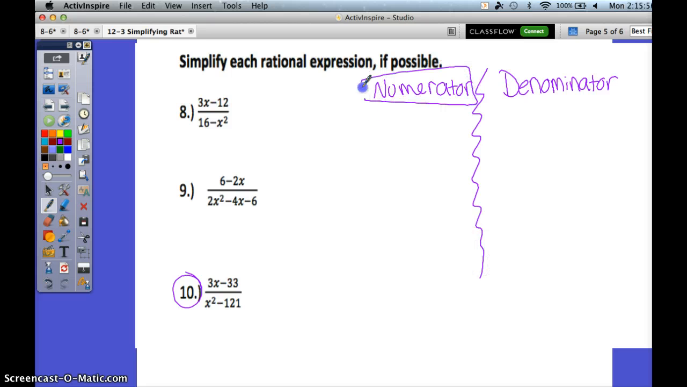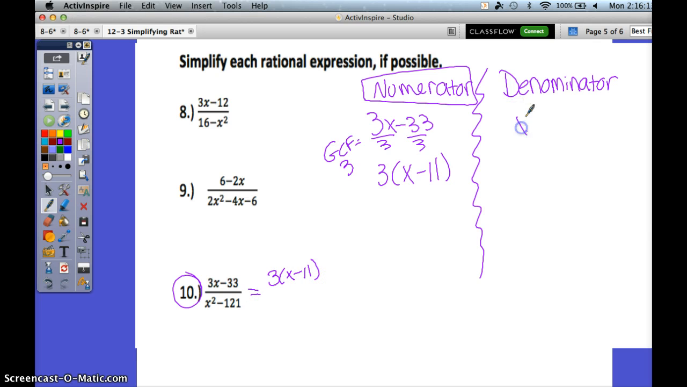So for my numerator, we have 3x minus 33. You have a GCF, that's 3. So you divide by 3, divide by 3. You have 3 times the quantity x minus 11. I'm even going to go ahead and write that on there, 3 times the quantity x minus 11.